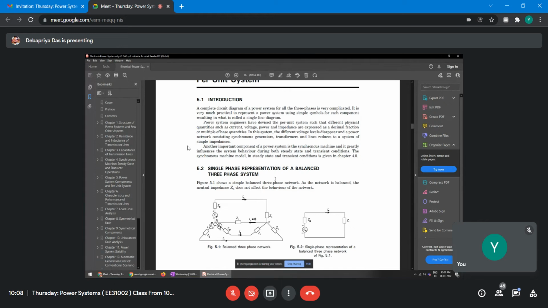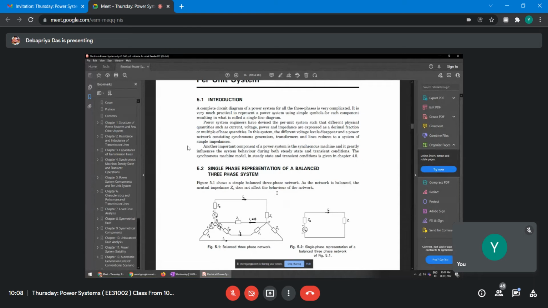So what we do, instead of drawing all the three lines for phase A, phase B, phase C, it is difficult to solve because the circuit diagram itself will become very complicated, and that's why we represent the three-phase system by a single line equivalent diagram, right? That we call single line diagram. And as it is balanced, the phase difference is 120 degrees apart.